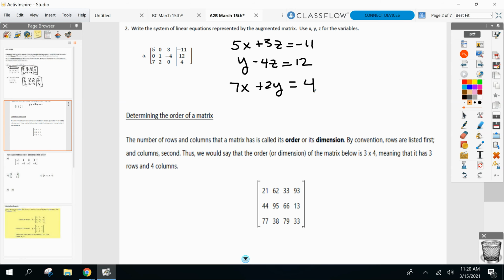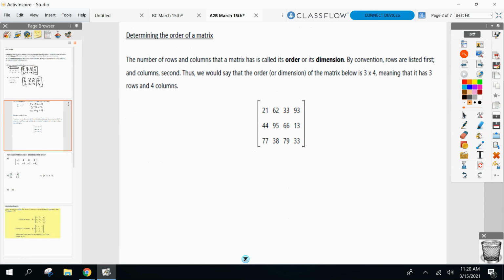All right, next. How do you tell me how big a matrix is? Because I could have a couple numbers, I could have a ton of numbers. Well, how big it is, that's called the order. So instead of just saying, how big is this, I'm going to ask you, what's the order? You determine the order by the number of rows times the number of columns. That's how you always tell me how big a matrix is.